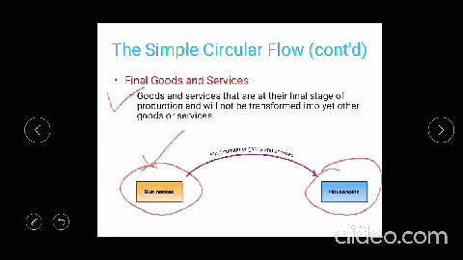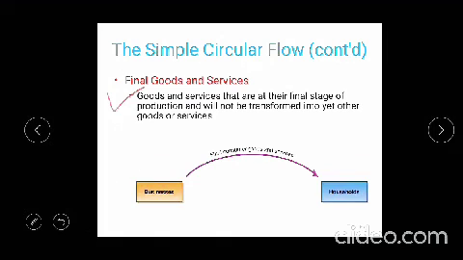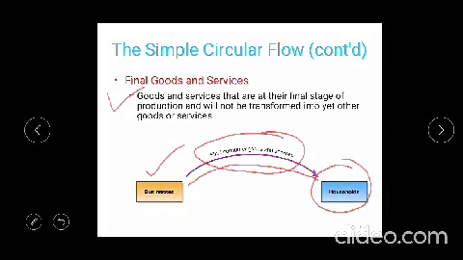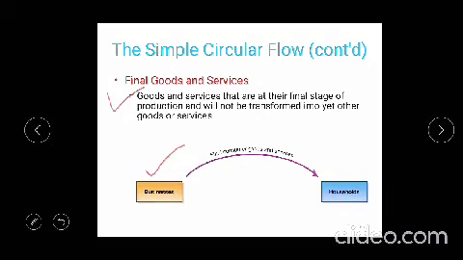So the business sector provides the goods and services, and these final goods and services flow from the business sector to the household sector. As we know, the household sector consists of consumers, who are the people involved in consumption. For consumption, they require final goods, consumer goods, and services. So this is one flow that happens in the simple circular flow: the final goods and services move from the business sector to the household.